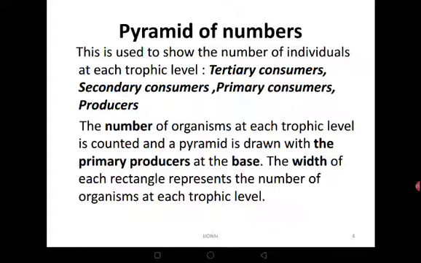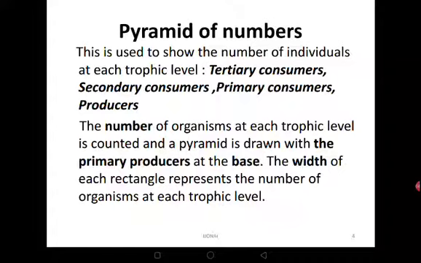You count the producers, you draw their bar or bar graph. You count the primary consumers, you draw their bar graph. Secondary, tertiary, and so on. So the number of organisms at each trophic level is counted and the pyramid is drawn, with the primary producers at the base and then the tertiary consumers at the tip. So when we draw our pyramid, you will find that at the base of the pyramid you have your primary producers, and then at the top there we have the tertiary, the last trophic level. Then in between there we have the subsequent trophic levels.